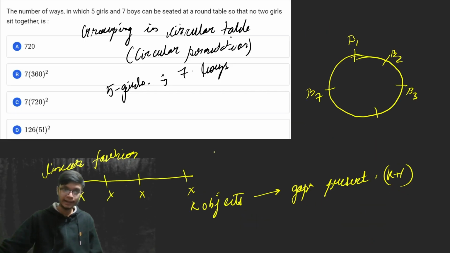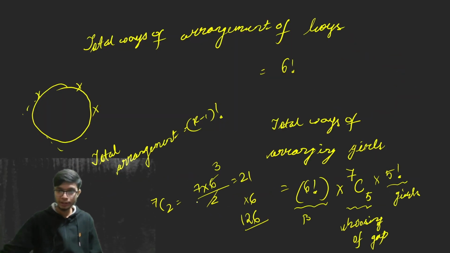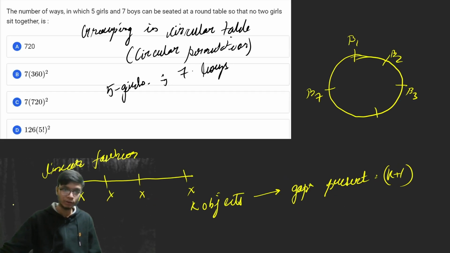So from here you will get the right answer to the particular problem as 126 into 5 factorial into 5 factorial, because I am writing 6 factorial as 6 into 5 factorial. And this result, if you compute with 5 factorial, you will get 126 into 5 factorial whole square. So with this, the right answer to this particular problem will be option number D.